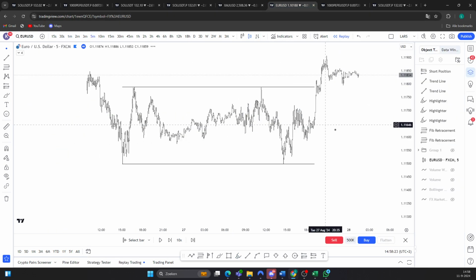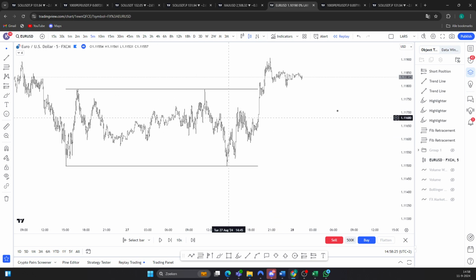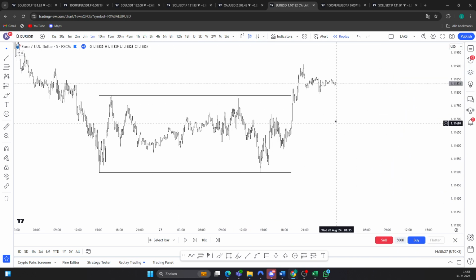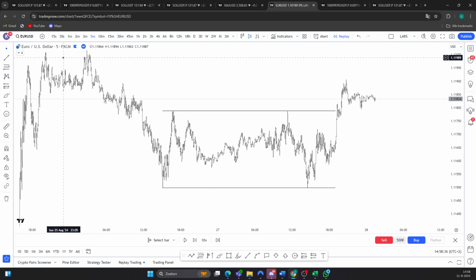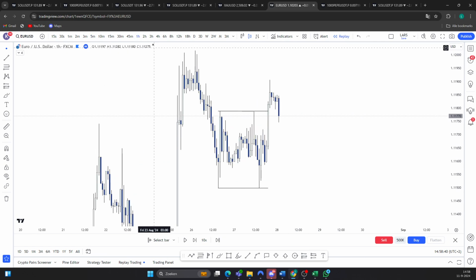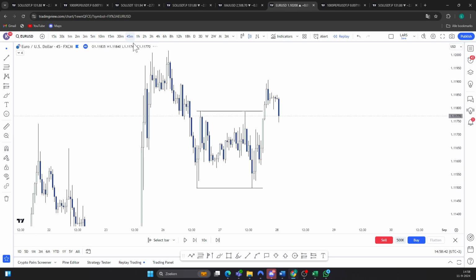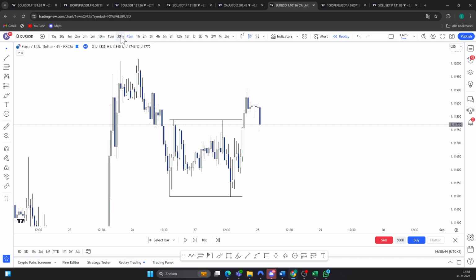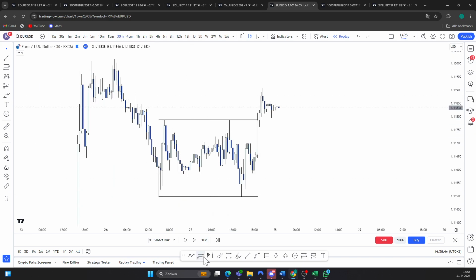Now, let's look at another one. Right here, we have Euro USD, a nice little Forex example. Okay, so we can clearly see that price is locally trending down. Okay, let's go on the 1 hour. Not even the 1 hour, more 45-minute to the 30.